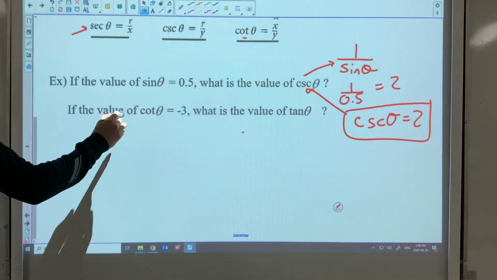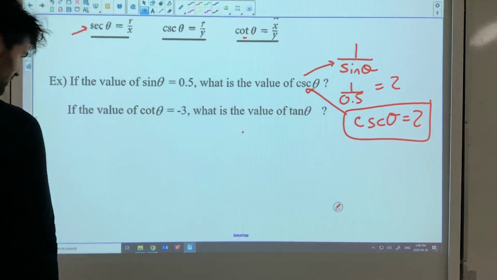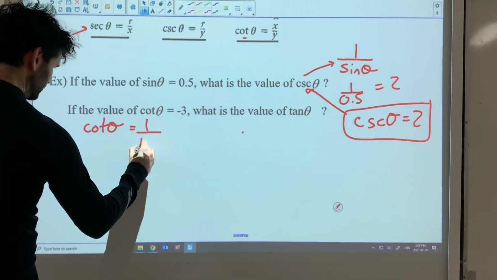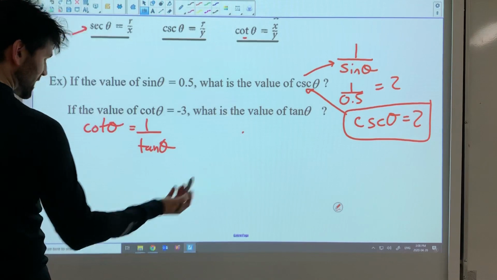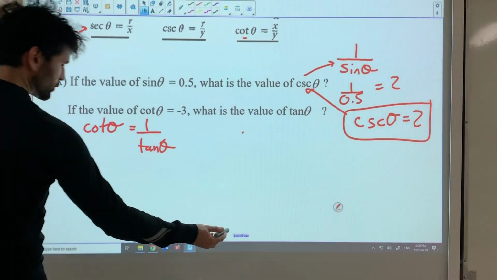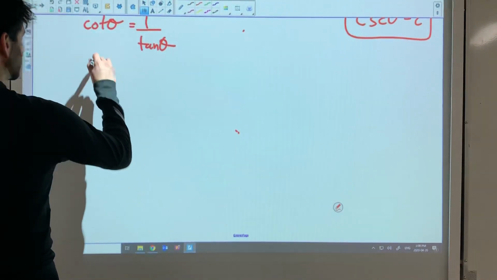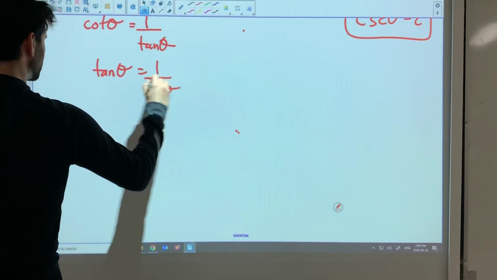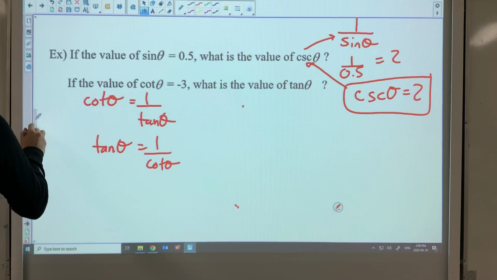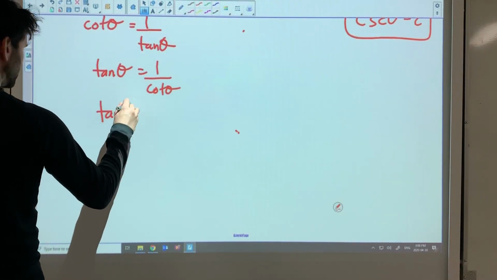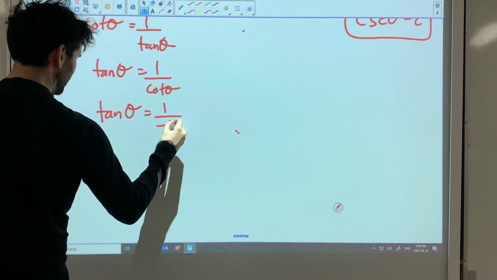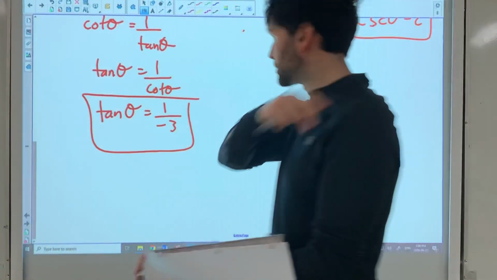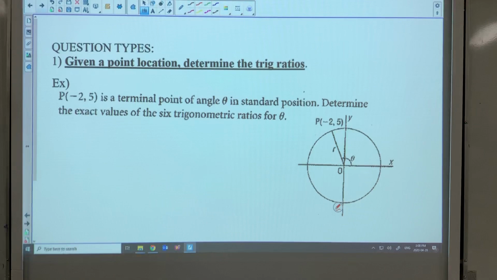If I have cotangent theta equals -3, remember, cotangent theta is 1 over tan theta. Now they're asking me what is tan theta. If you resolve this for tan theta, you get tan theta equals 1 over cotangent theta. Cotangent was -3, so if I just pop that in, there you have it. Tan theta would have been -1/3. Beautiful. Let's get to the meat and potato type questions.